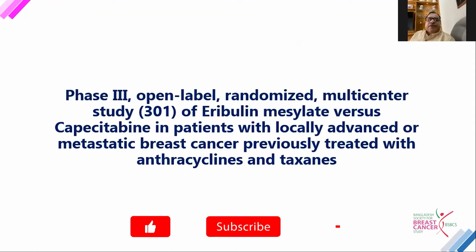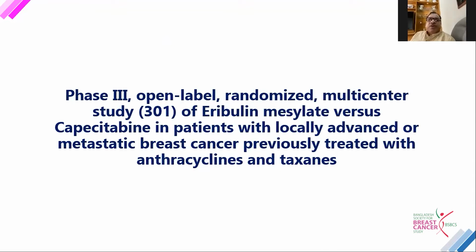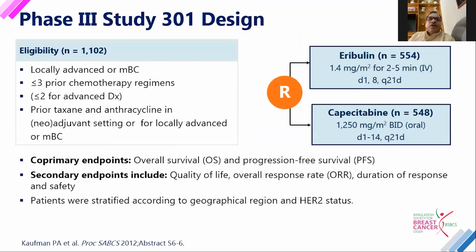So in another study, study 301, a phase 3, open label, randomized, multicenter study of Eribulin Mesylate versus capecitabine in patients with locally advanced or metastatic breast cancer previously treated with anthracycline and taxanes. In this phase 3 trial, the 301 design, the number of patients was more than 1,000. Eligibility was locally advanced or metastatic breast cancer, 3 or fewer prior chemotherapy regimens, prior taxanes.